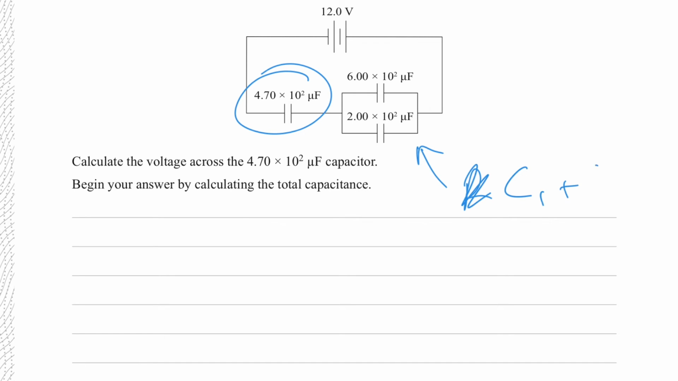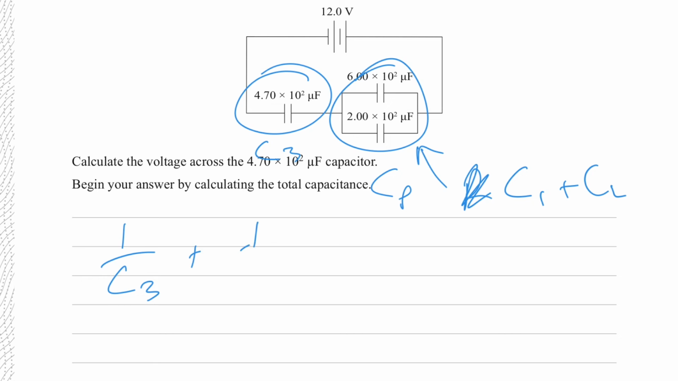So C1 plus C2, and then whatever the capacitance of that parallel part is, I'll call this C3. It's going to be 1 over C3 plus 1 over CP equals 1 over the total capacitance of the circuit. So that's your first part there.